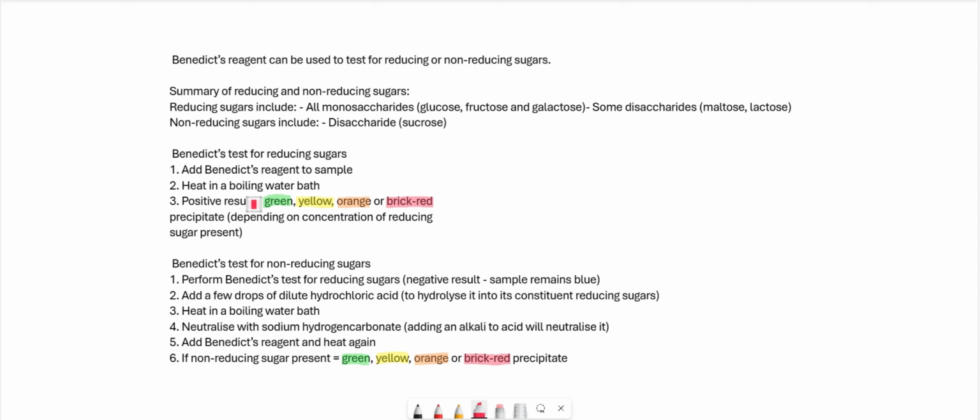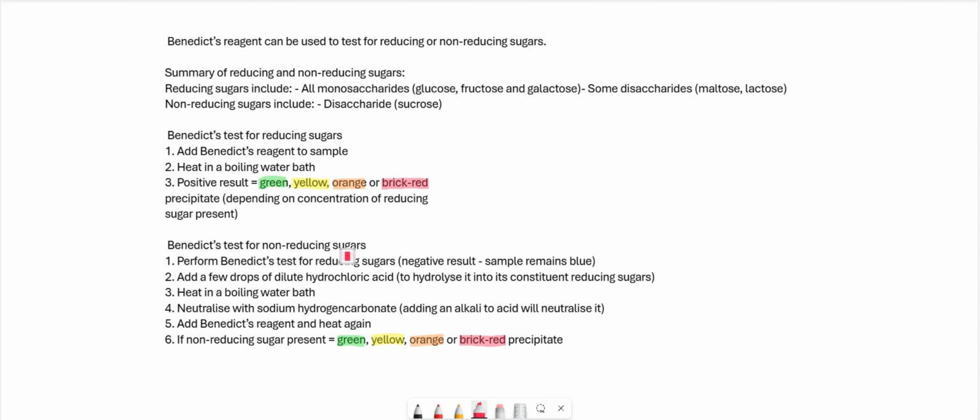This is what you would write down for the answer, and something that you will find on the mark schemes. Now, for the second bit, which is non-reducing sugars, we perform a separate test. So we perform the Benedict's test for reducing sugars, let's just say theoretically, and we find a negative result, which is the sample remains blue. Now, the question might ask us, since the sample remains blue, which indicates that there's no reducing sugars present, how would we test for non-reducing sugars?